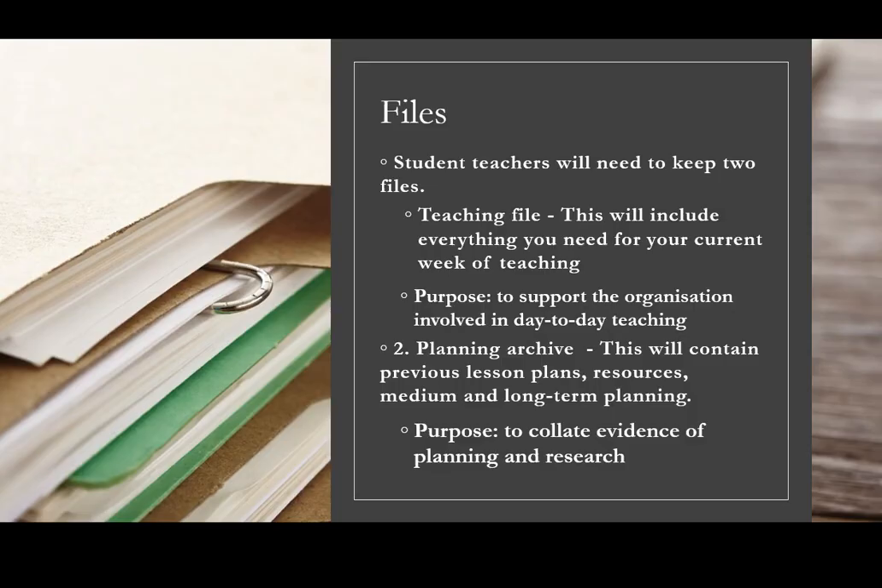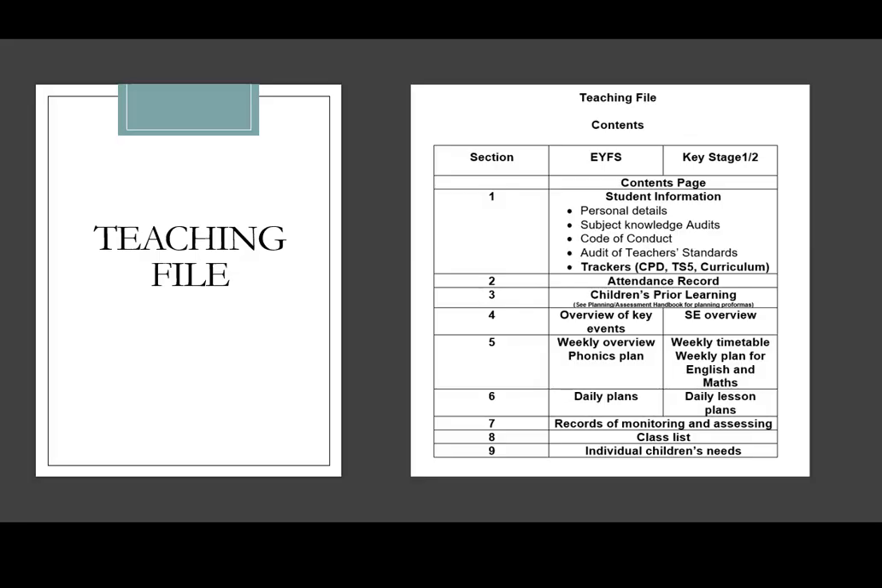We've thought really hard about student-teacher workload and mentor workload, so we've reduced the number of files to just 2. We've got the teaching file and the planning archive file. So the teaching file is as it was last year, so it would include all of the plans for that week and all of the contextual information about the class and the children's prior learning. It will also include some personal details about the student, how they've done on their subject knowledge audits.